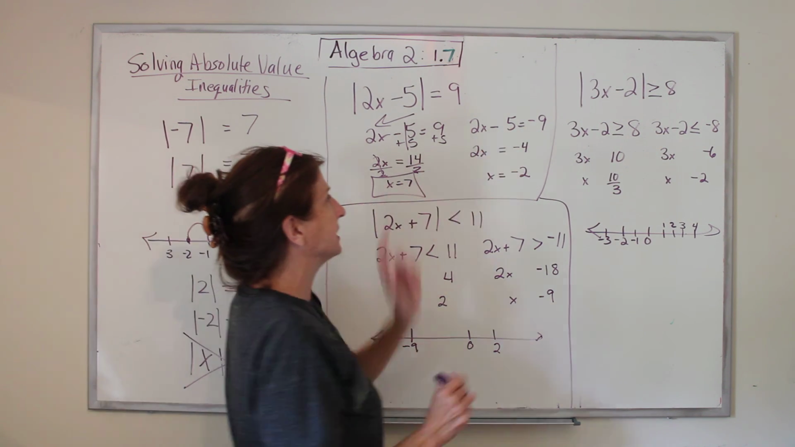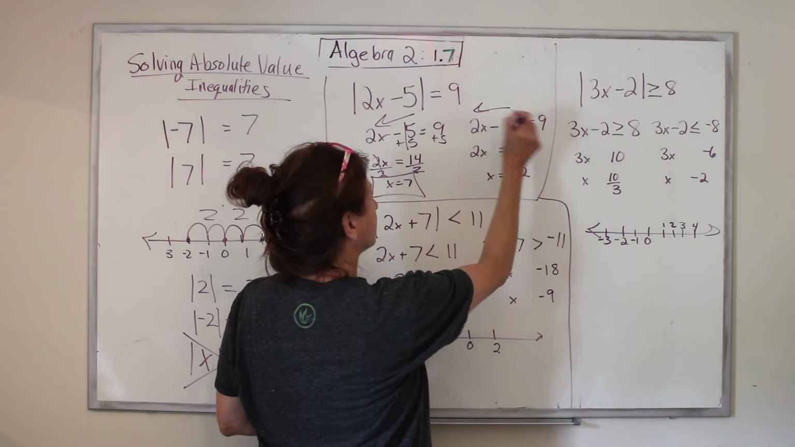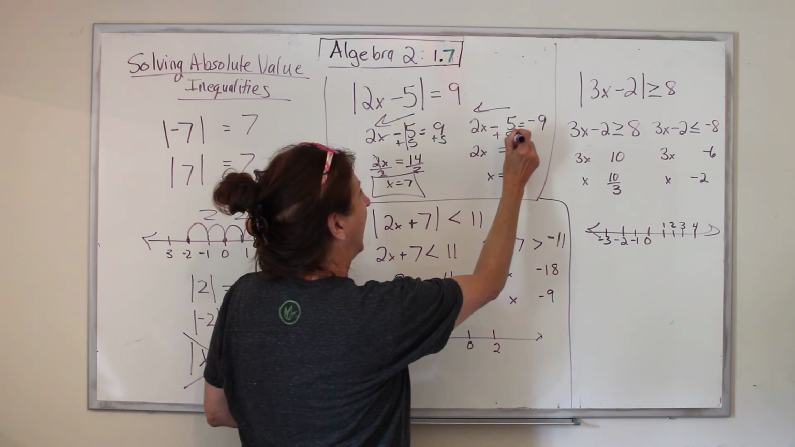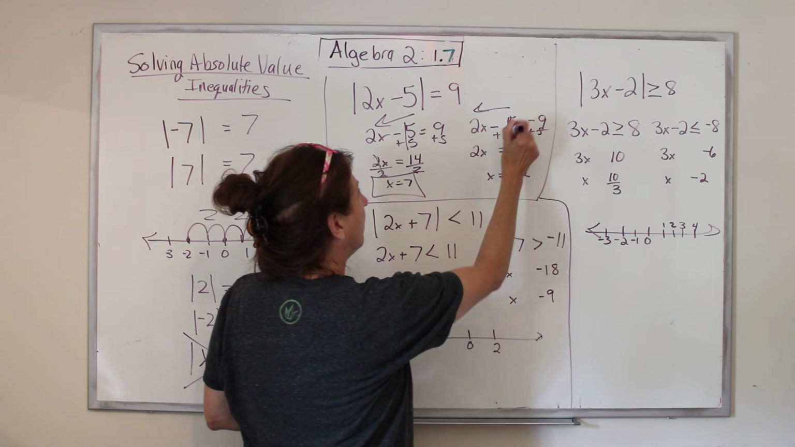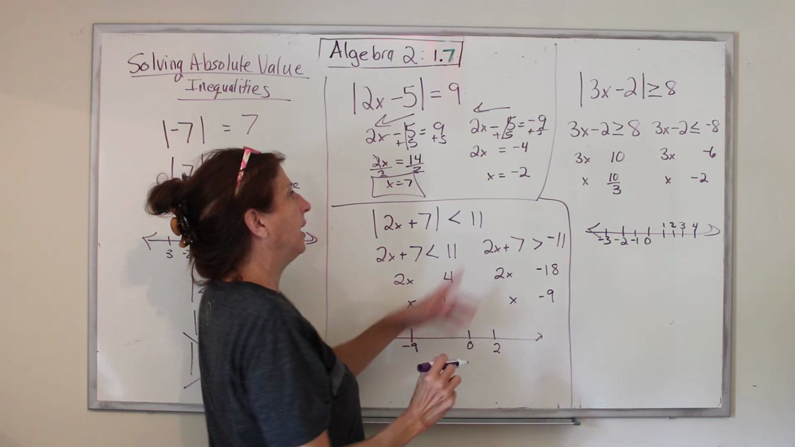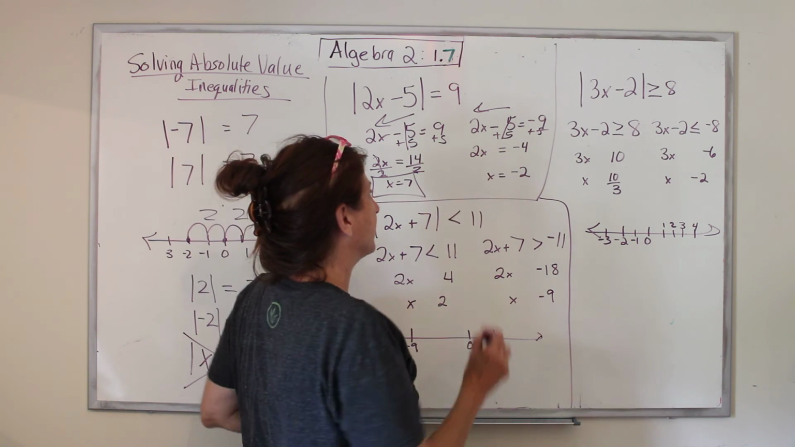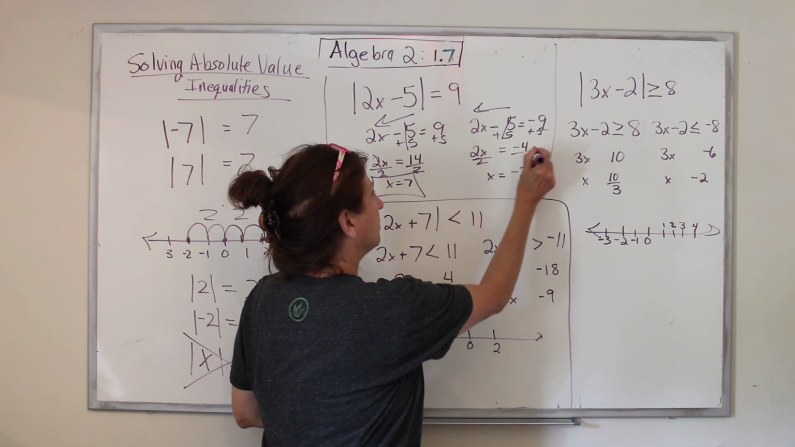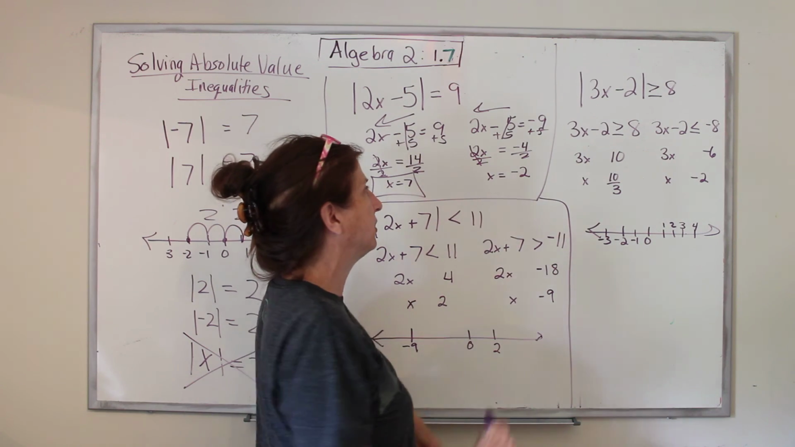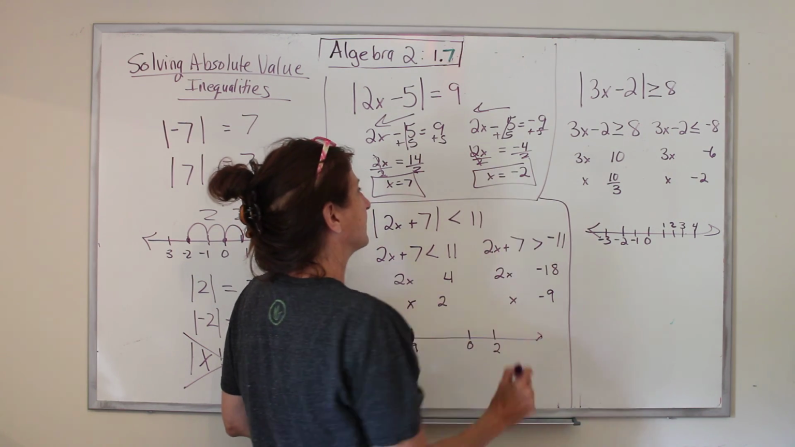Now we do it on this side. Why is x not alone? It's got a negative 5 and a 2. We add 5 to both sides. Those cancel out. 2x, negative 9 plus 5 is negative 4. Why is x not alone? It's being multiplied by 2. We divide by 2, and you end up with x equals negative 2.